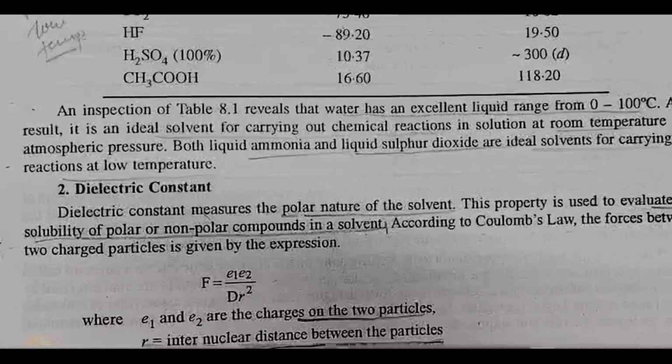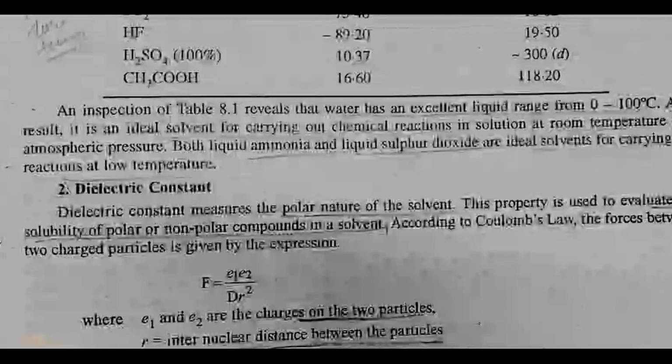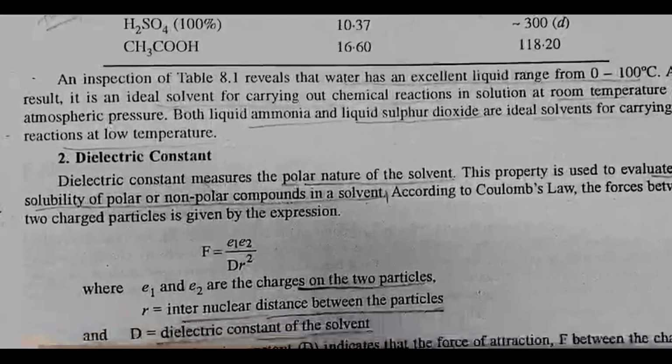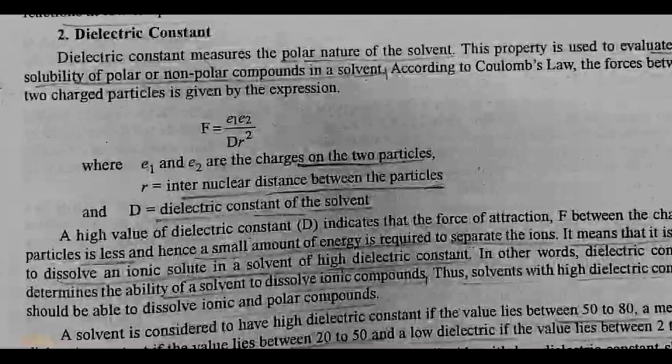Second, dielectric constant. Dielectric constant measures the polar nature of the solvent. This property is used to evaluate the solubility of polar or nonpolar compounds in a solvent. According to Coulomb's law, the force between two charged particles is given by the expression F = E1E2/Dr², where E1 and E2 are the charges on the two particles, r is the internuclear distance between the particles, and D is the dielectric constant of the solvent.